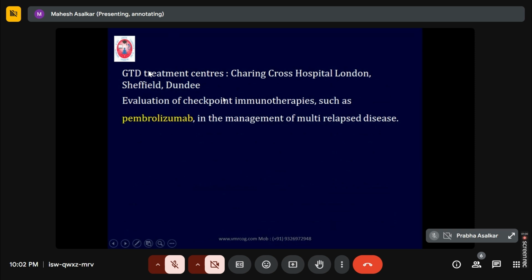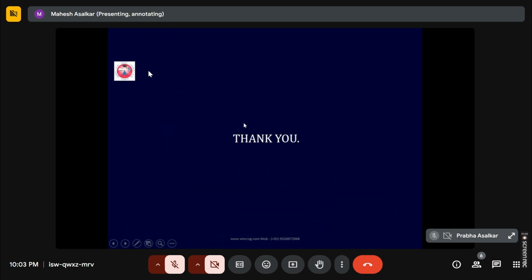Evaluation of checkpoint immunotherapy such as pembrolizumab in the management of multi-agent relapse disease. So this is under research, pembrolizumab. So that finishes our topic on gestational trophoblastic disease. Thank you.